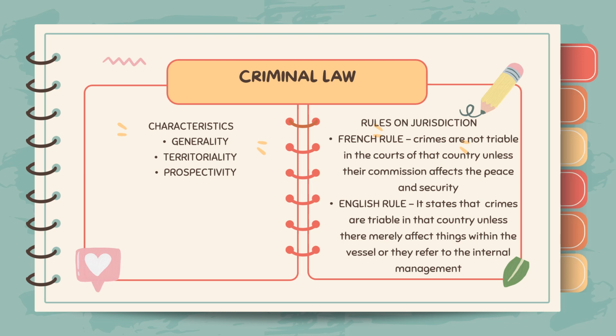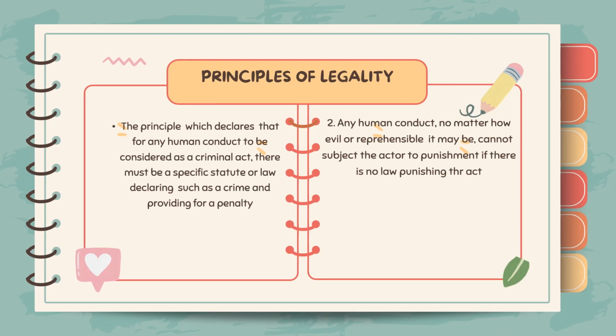And we have two rules on jurisdiction. We have the French rule and the English rule. French rule, crimes are not triable in the courts. For English rule, crimes are triable in that country unless they merely affect things within the vessel or they refer to the internal management. We have the principles of legality.